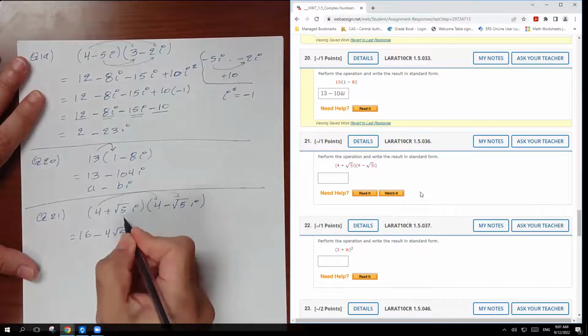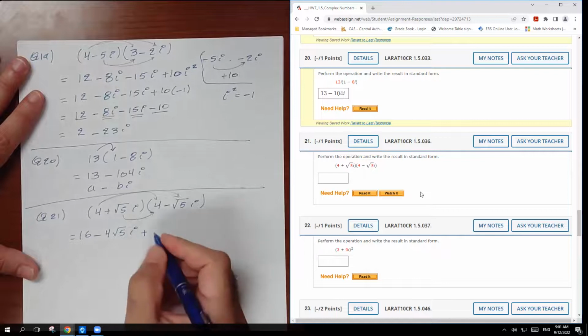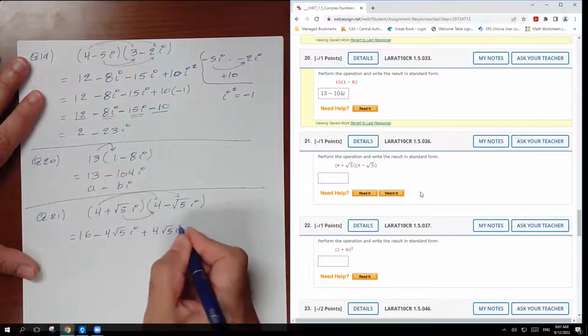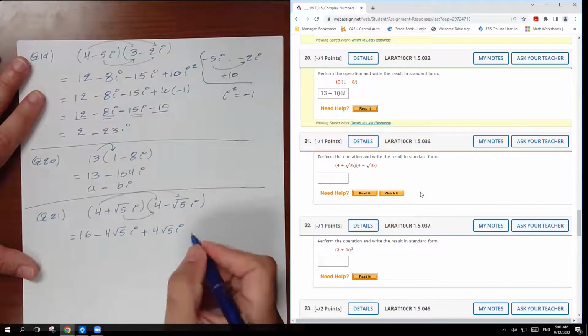The second one, multiply square root of 5 times 4. So we plus 4 square root of 5i. We can switch the numbers because that's multiplication. We're done from this one.